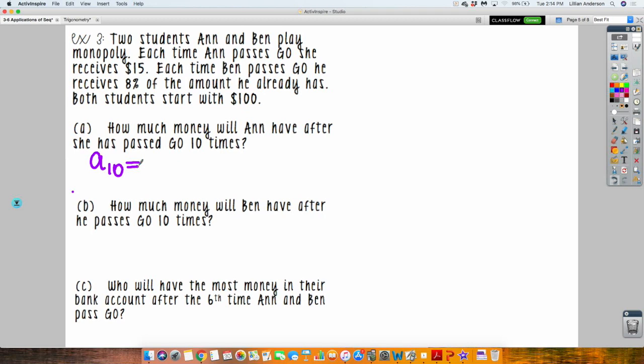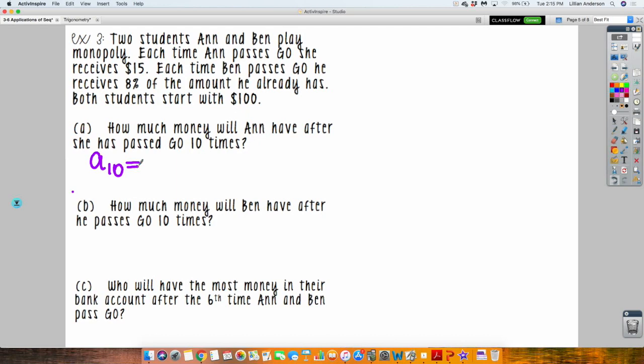She starts with $100. When she goes around the first time, it's 115. If we make n 10, we have to take into consideration that this 100 is not the first term. That's how much money they're already starting with. Okay, so when she goes around for the first time and passes go, you could do that. You have to have how much money will you have, and all after that's good time. So it would be all of that.